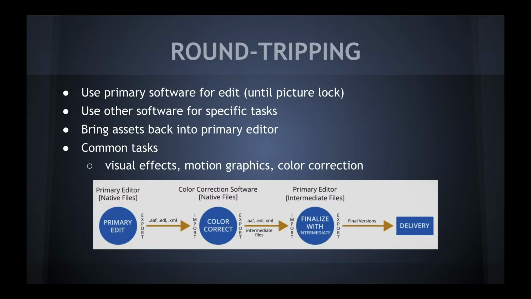Round tripping, using primary software for edit until picture lock. Use other software for specific tasks. Bring assets back into your primary editor. Common tasks like visual effects, motion graphics, and color correction. So here's a good example. Primary edit was on, say, Premiere. Then we went to do our color correction in Resolve. And then we went back to Premiere to finish our editing. And then we export from there.